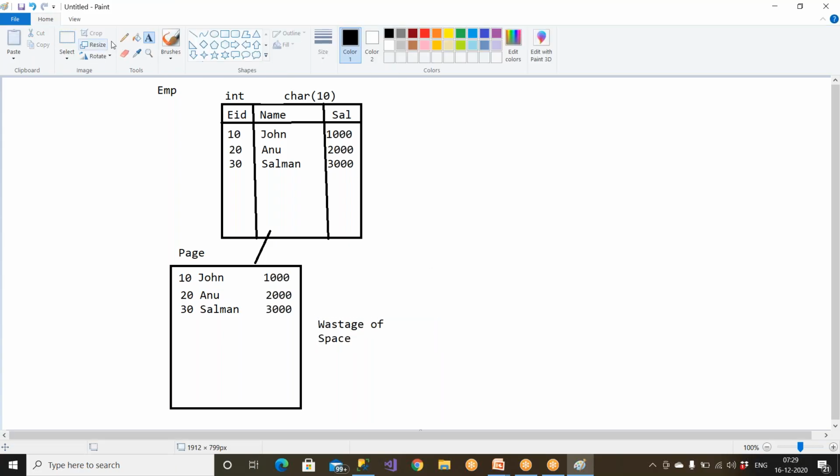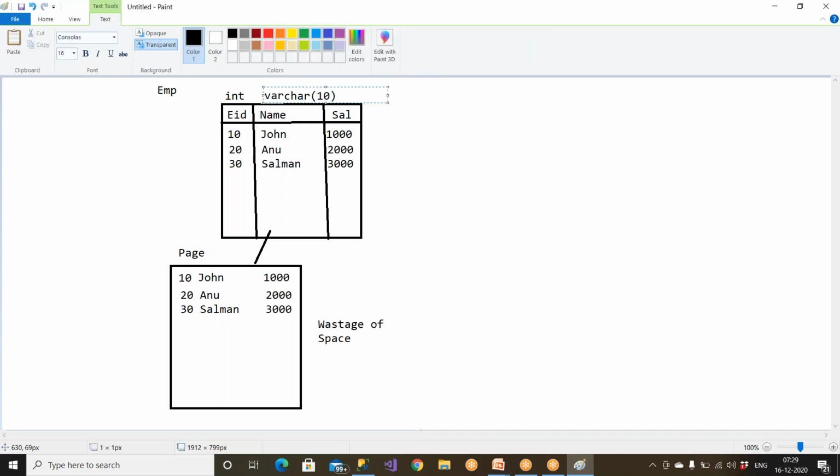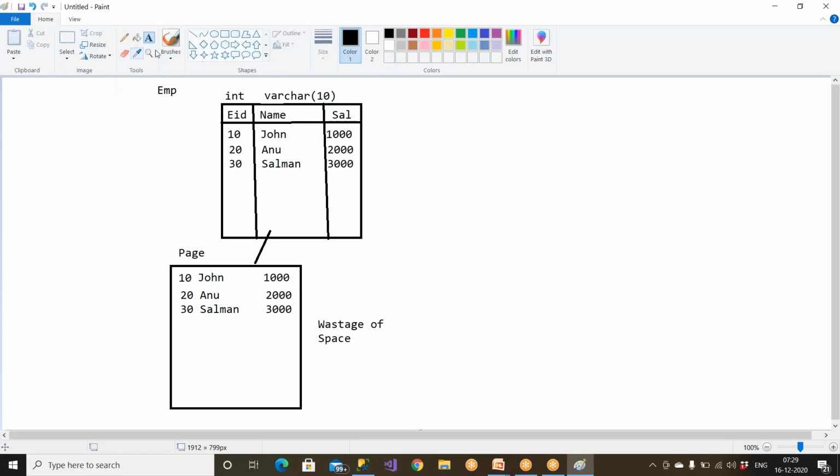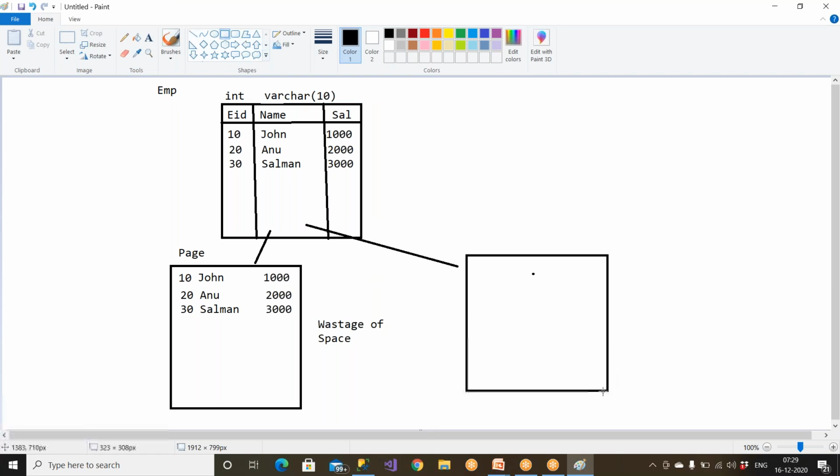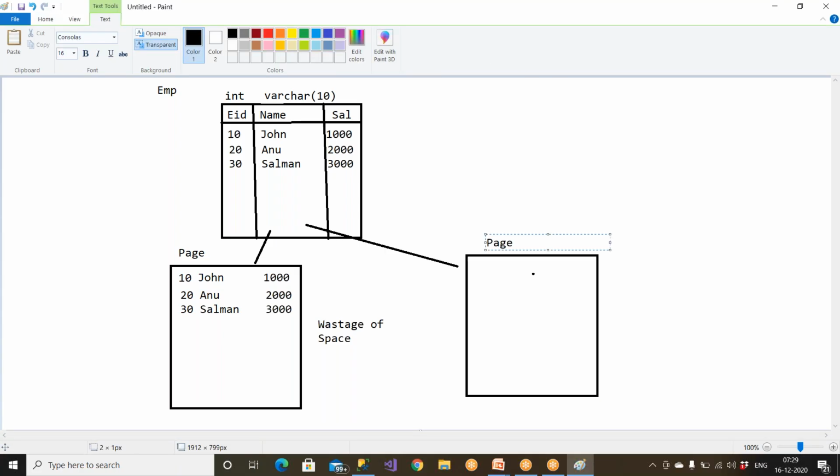To overcome this, what we normally do is make it varchar data. So when you make it varchar data, what happens? The page, as it is, you have the page, right? So at the end of the day, the data will go to the page only. But now I'm talking about varchar data.